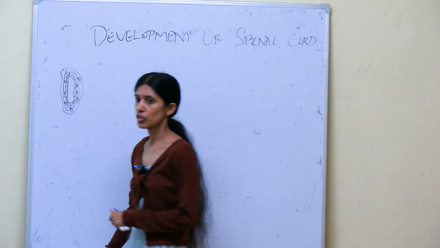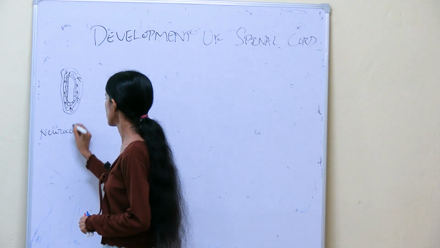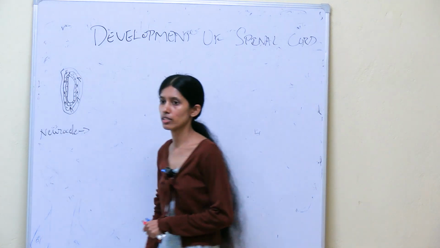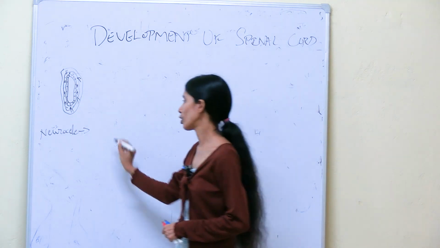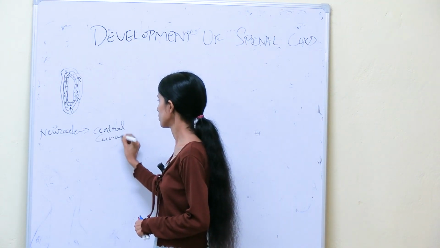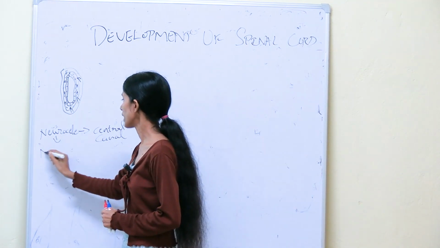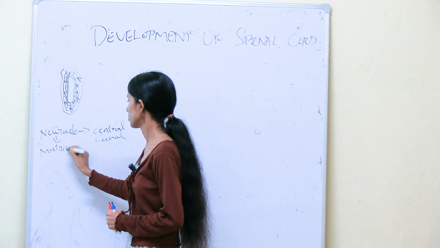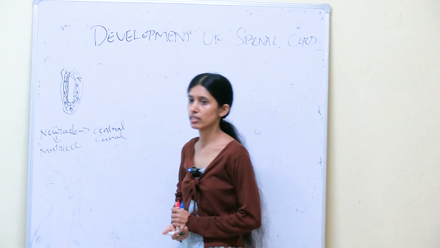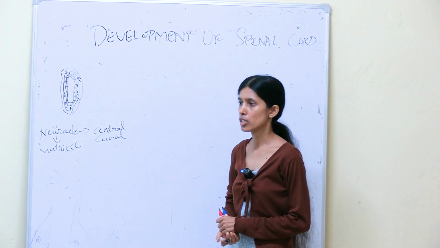Okay. So your neurosil, this part, is going to develop as the central canal of your spinal cord. Or I can say matrix cell layer. Matrix cell layer is going to develop as the central canal of your spinal cord.